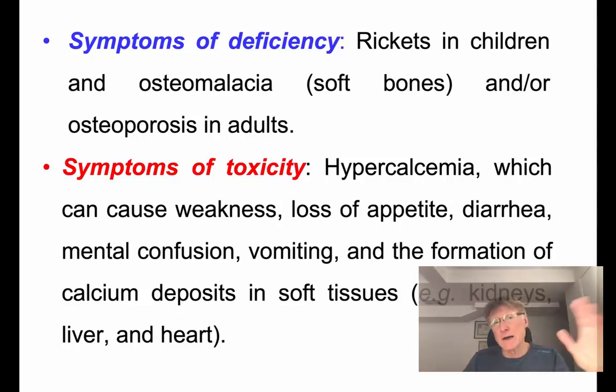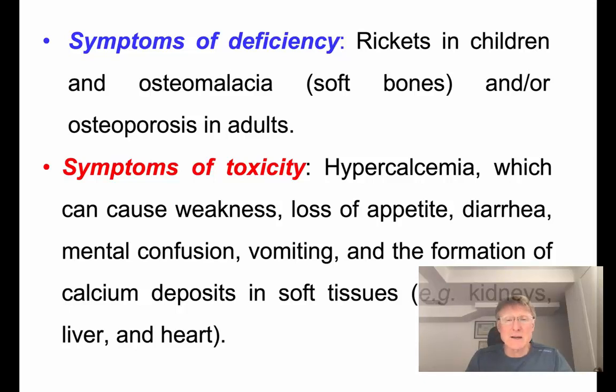Now, if you're an adult, you pass that stage. So now you develop a different condition called osteomalacia, which is soft bones. It's a stage prior to osteoporosis. You start losing calcium from the bone because you don't get enough from the diet, and you don't absorb it well in your gut because you lack vitamin D.